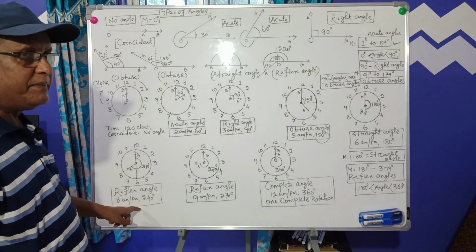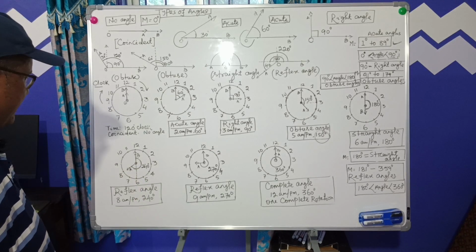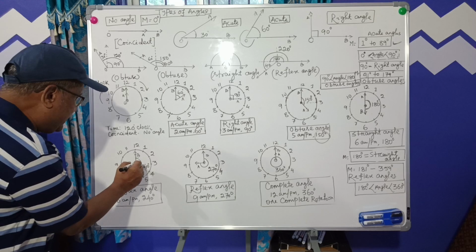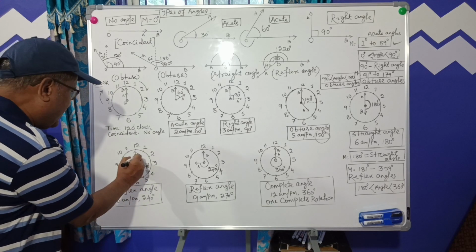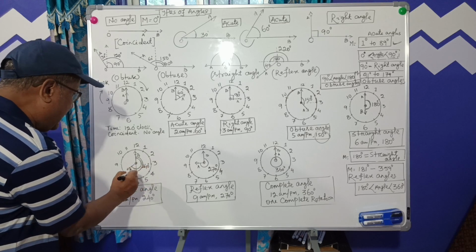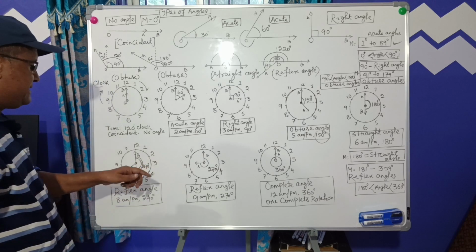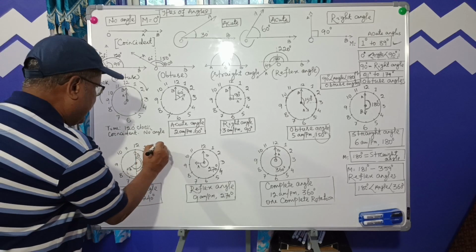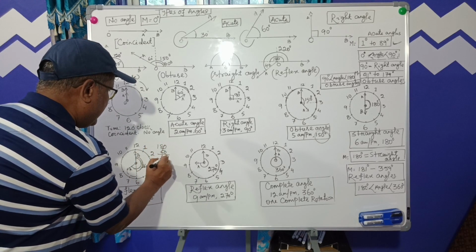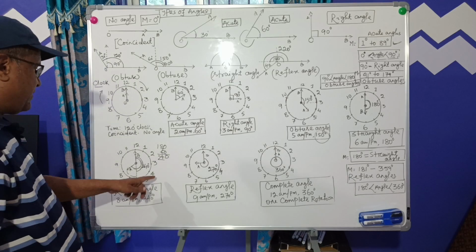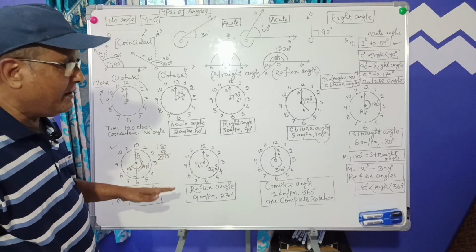At 8 a.m. or 8 p.m., 8 o'clock, the measure of the angle is 240 degrees. Simply you see, this is 180, this is 180, and this is 30, and this is 30. 60. 180 plus 180 plus 60 is 240 degrees. Okay. So this is an example of the reflex angle.